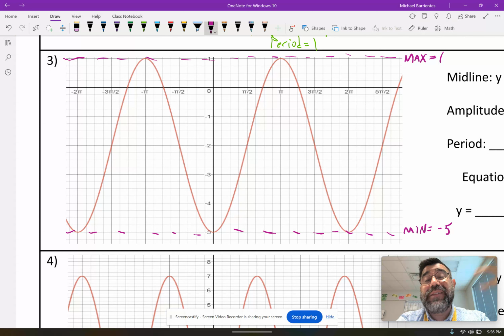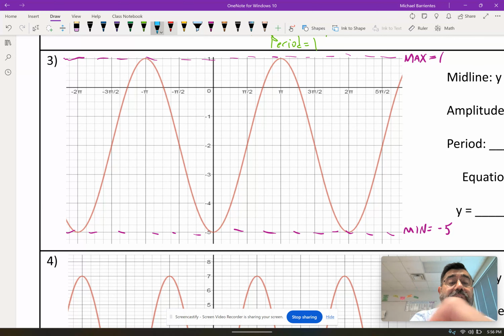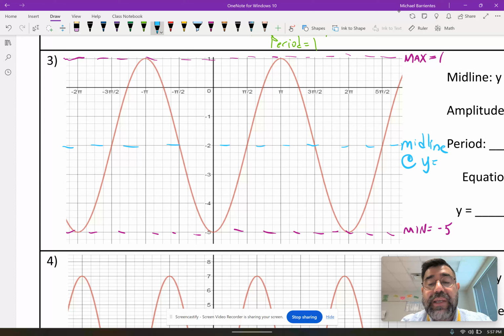Sometimes we're given decimals, right? So here it's pretty easy. If these are whole numbers, I can just count 1, 2, 3, 1, 2, 3. Oh yeah, so the halfway point is at -2. But if that's not possible, or if you don't have a graph, but you have the maximum and the minimum, remember we can average these, add 1 plus -5, -4, and divide by 2, and you just found your midline. I guess I'm saying sometimes it's visually easy to calculate. Sometimes we have to use that formula. The midline is at y equals -2.